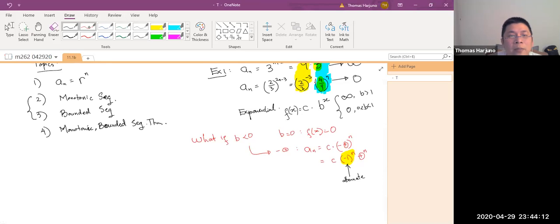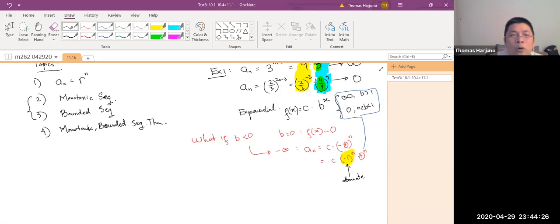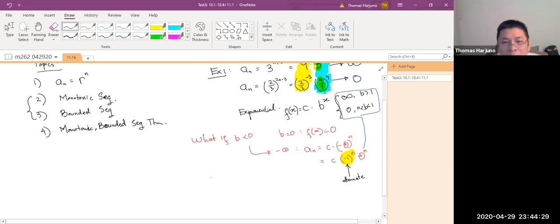But at the same time, notice that this guy here will basically follow the situation there, right? So to be more detailed, if the b is even less than -1, then a sub n of c times b to the n will be divergent. Okay, it will be divergent, but not to infinity, not to -infinity. It basically does not exist.